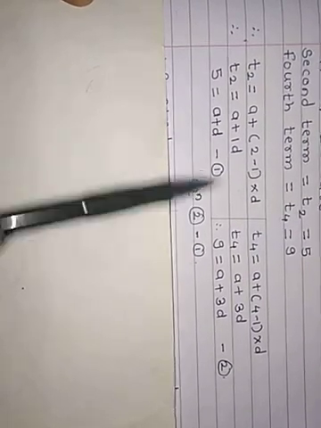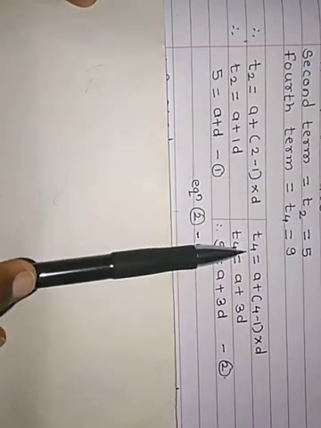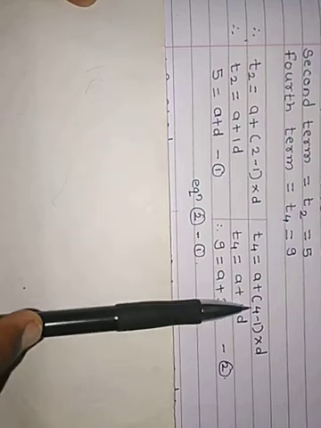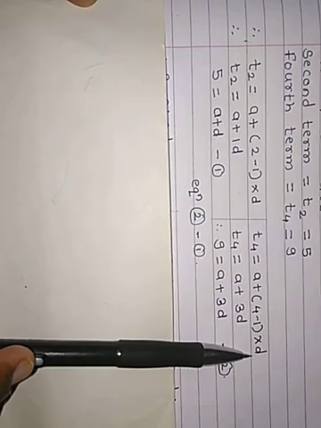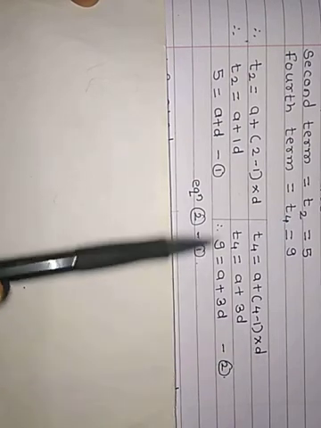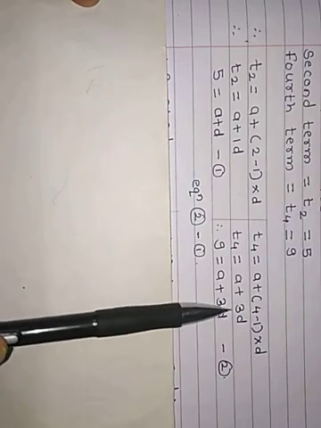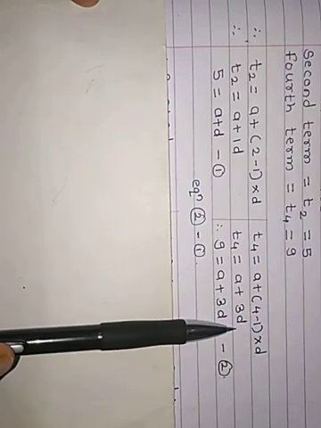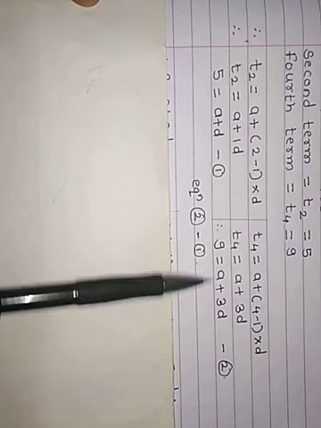Similarly we form the second equation. Here the fourth term is given. Therefore T4 equals A plus, what is the value of N here? It will be 4. Therefore (4 minus 1) into D. We don't know the value of D, that is the term to term rule. Therefore T4 equals A plus 4 minus 1, that is 3D. So we have the equation 9 equals A plus 3D.